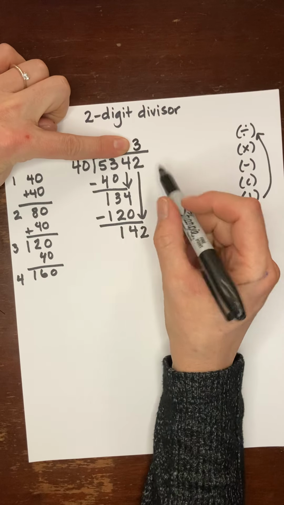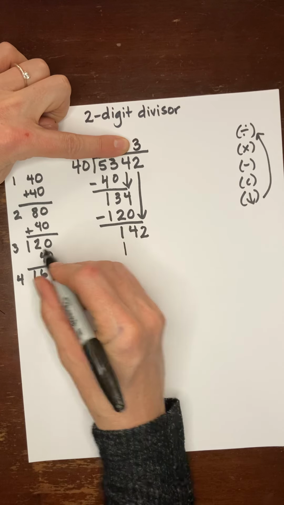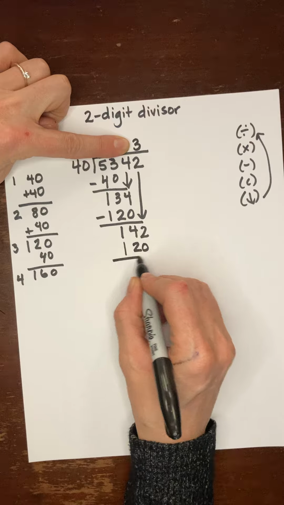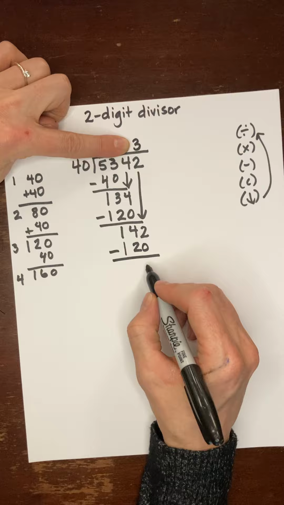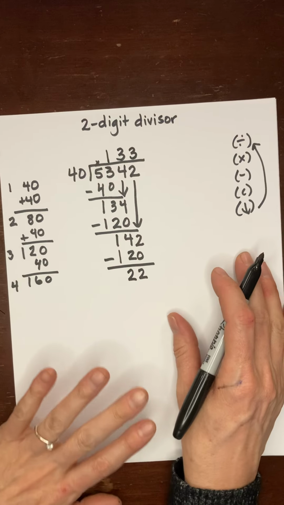Again, we're just going to use that number we wrote down, not all of these numbers here. 3 times 40 is 120, because we already worked that out. And now we're going to subtract. 2 minus 0 is 2. 4 minus 2 is 2. 1 minus 1 is 0.